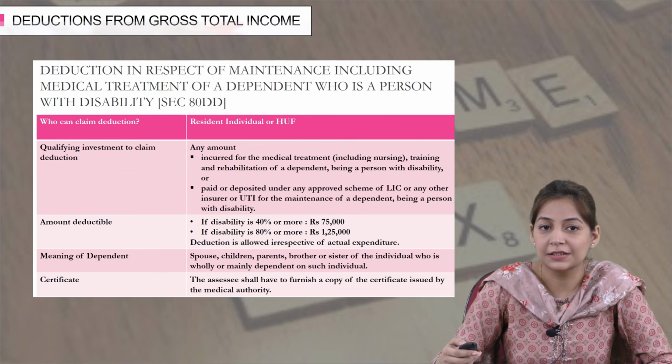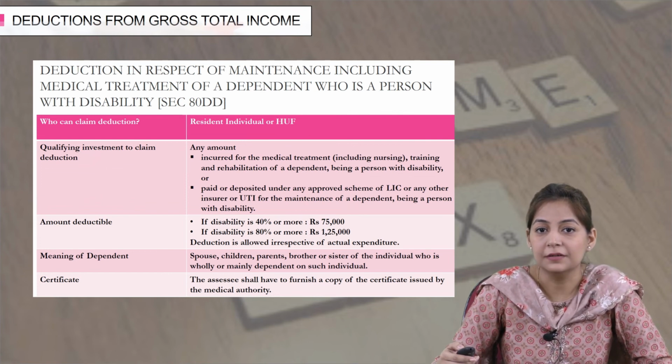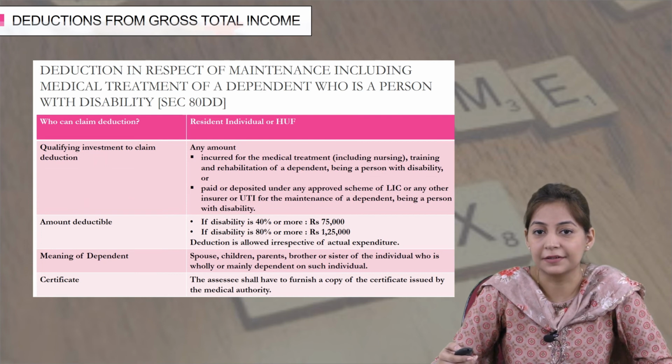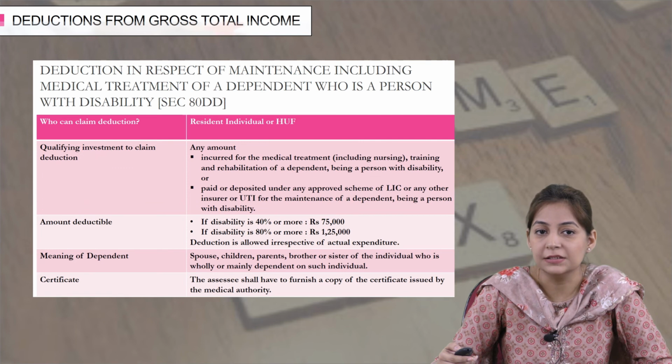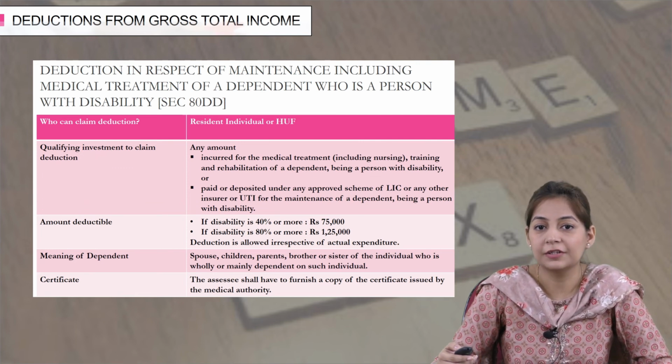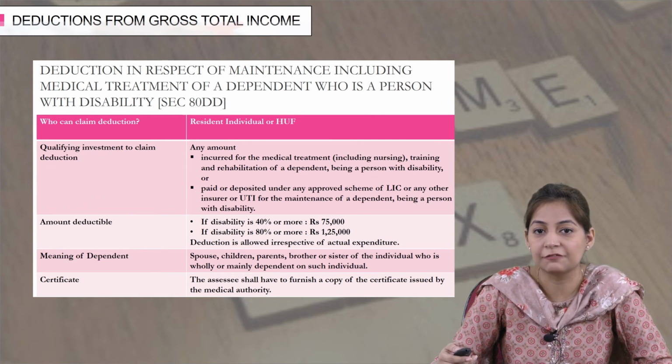Now, let us understand the meaning of dependent. Who is treated as dependent here? The spouse, children, brother or sister of the individual who is wholly or mainly dependent on such individual are covered under this category. The last point to keep in mind is that to claim the deduction under section 80DD, it is mandatory for the assessee to furnish a copy of the certificate issued by the medical authority. So, this is our 80DD for dependent disabled.